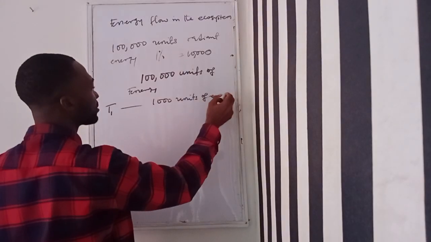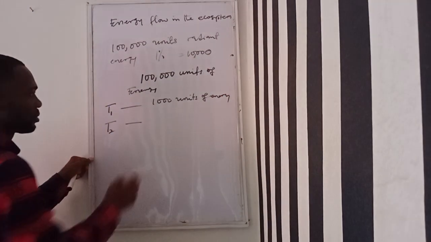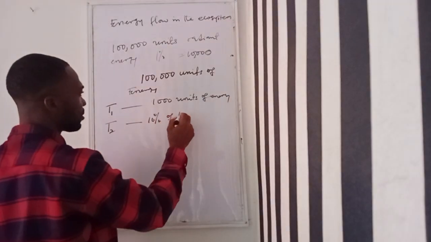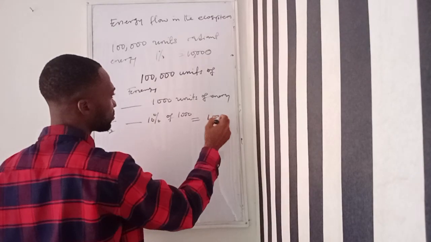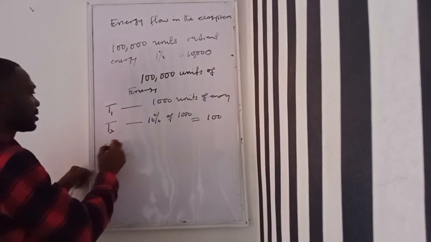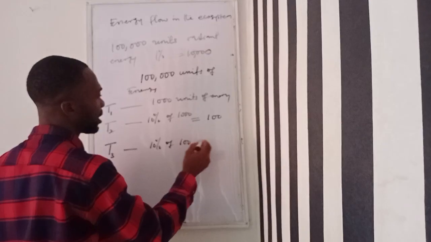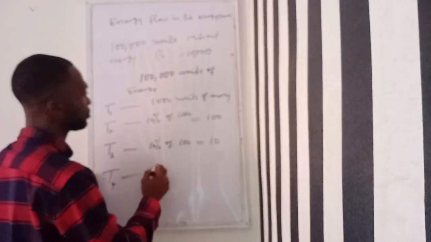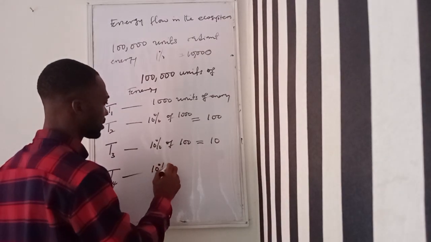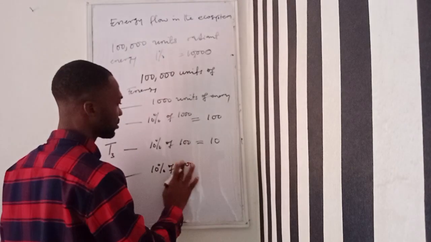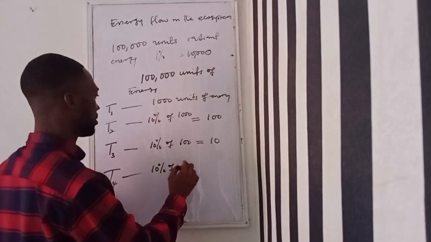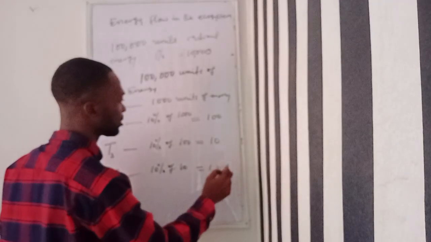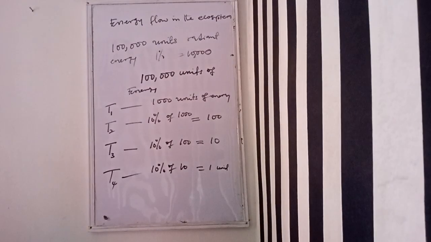The green plant, which is at trophic level 1, will have 1,000 units of energy. Then individuals at trophic level 2 will have 10% of 1,000, which gives you 100 units of energy. Then individuals at trophic level 3 will have 10% of 100, which gives you 10. Then the last group will have 10% of 10, which is 1 unit of energy.